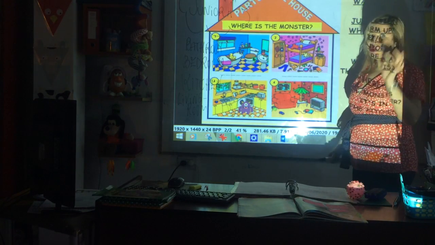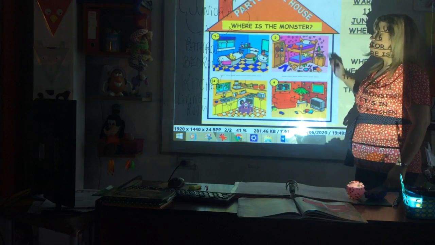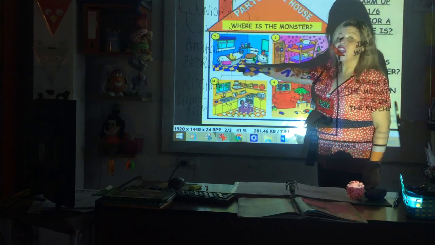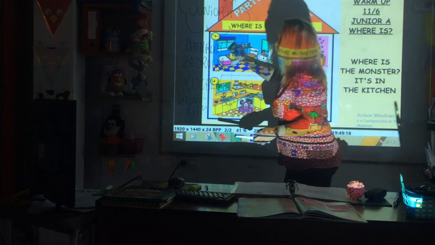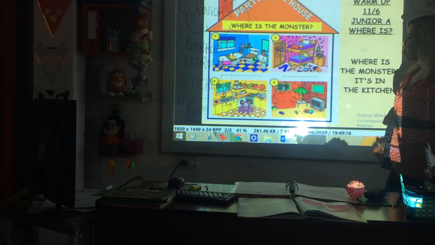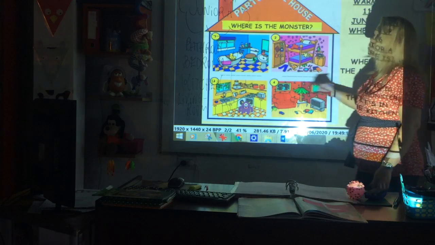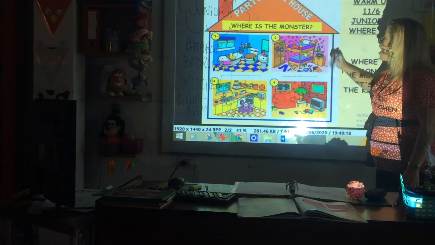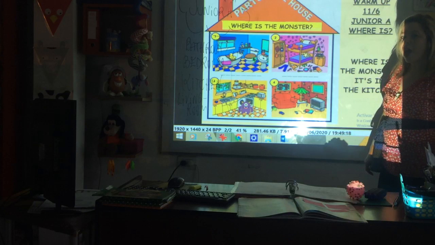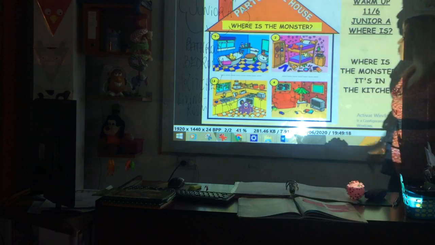Where's the yellow duck? Buscalo vos, eh? Where's the yellow duck? Is it in the bathroom? No. Is it in the living room? No. It's in the bathroom. Yes, okay. Where's the dolly? Is it in the kitchen? No, it isn't. Is it in the bathroom? No, it isn't. It's in the bathroom. Where's the red sofa? It's in the living room.